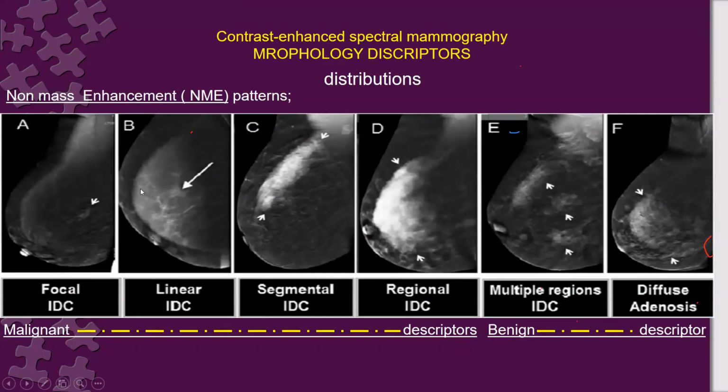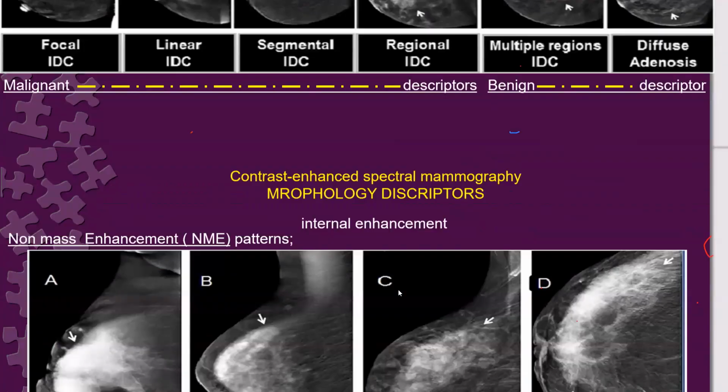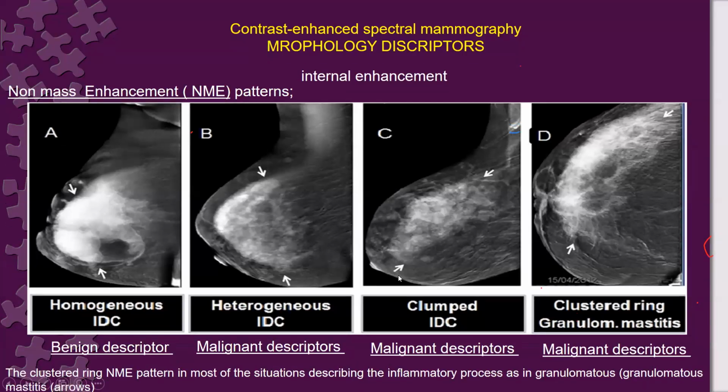Going further, the distribution. Okay, we look for the distribution. It's more or less similar to the distribution of calcifications: focal, linear, segmental, regional, multiple regional, and diffuse. Except for regional and multiple regional, which are benign descriptors, all these are malignant descriptors.